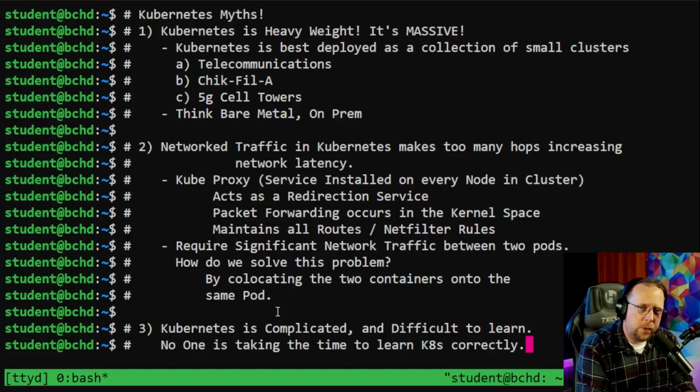Kubernetes does work. It works correctly. None of these myths are true. They're all patently false. The problem is that developers are not taking the time to learn Kubernetes. Developers think Kubernetes is a systems administration problem, that it's a DevOps problem, that it's a site reliability engineer problem, that it's a systems engineer's problem. It's a project manager's problem. It's not their problem.